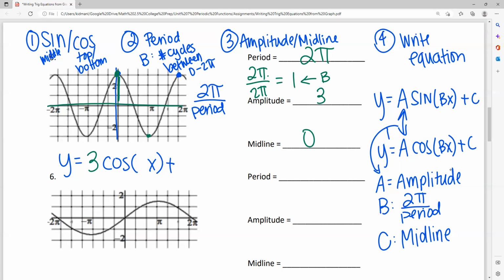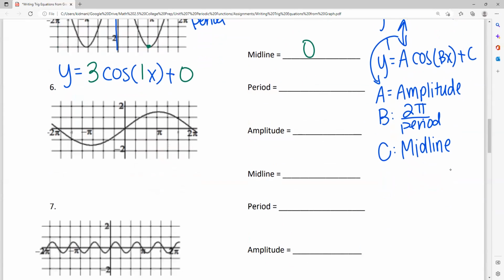Our cosine of what goes next to our x is going to be that b value. So our period, our 2 pi divided by the period. So in our case, it's going to be 1 plus our midline, which is 0. Okay, so that's how we'll write those. Let's take a look at this next problem and do that same thing.